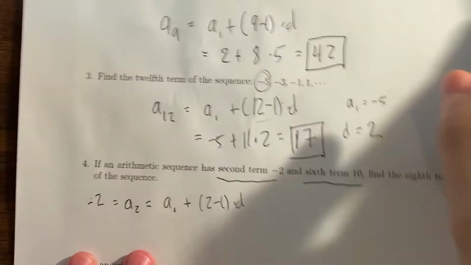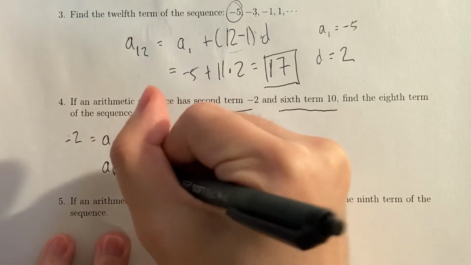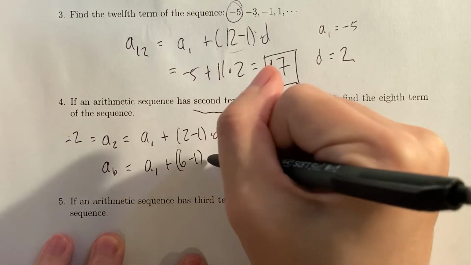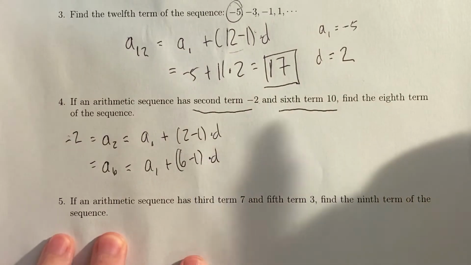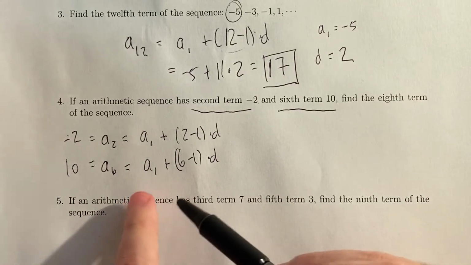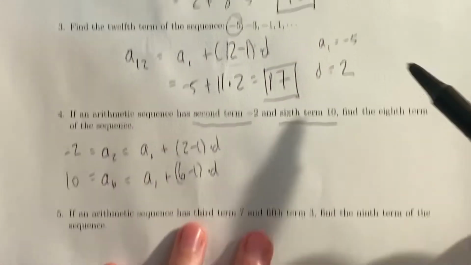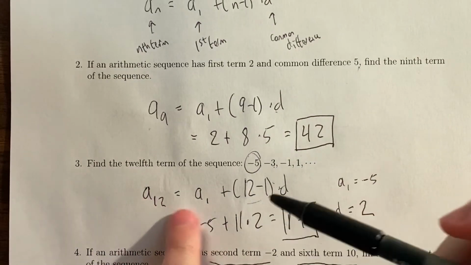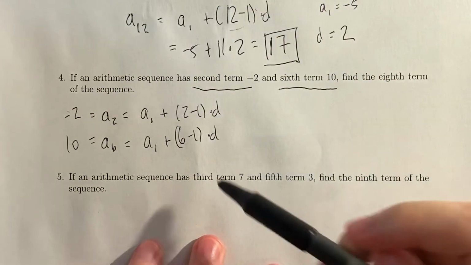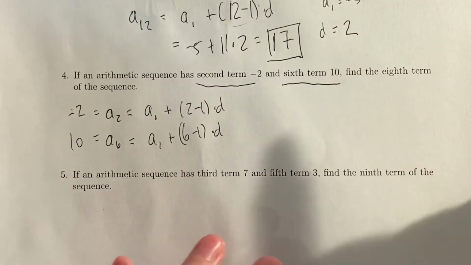Again, we're plugging in 2 for N. We're going to do the same thing and set up an equation for the sixth term. The sixth term is denoted as A6. Instead of 2 minus 1, we're going to do 6 minus 1 times D, and that is equal to 10. Notice that I'm not even considering the eighth term. Once I find A1 and D, the first term and the common difference, I'll be able to find that eighth term using the thing we did above: A8 is equal to A1 plus 8 minus 1 times D. But for now, we need to first find A1 and D so that we can make this question as easy as the 2 previous questions.